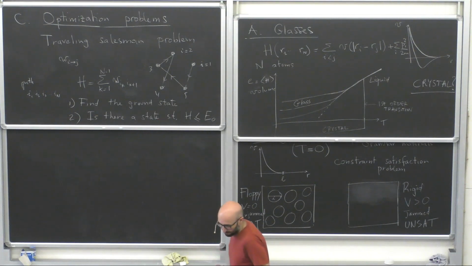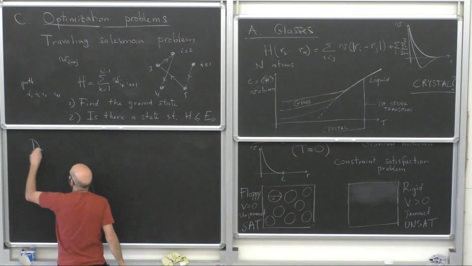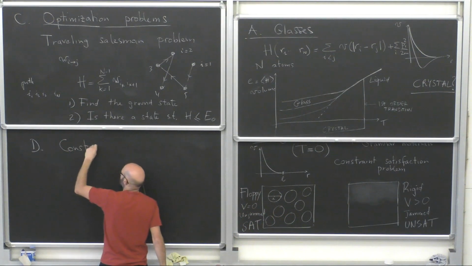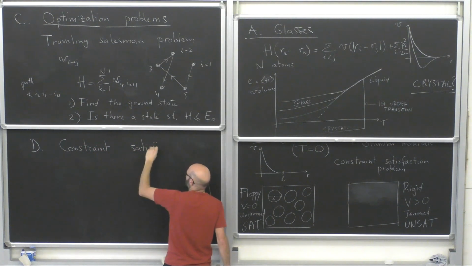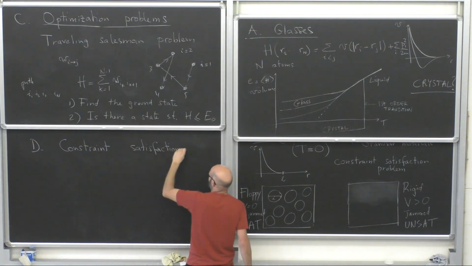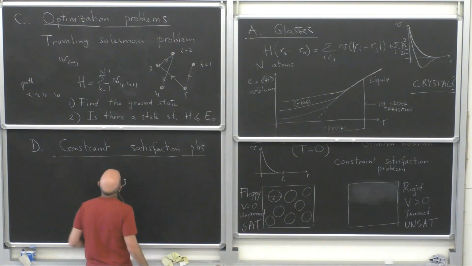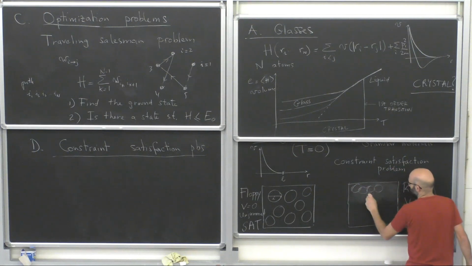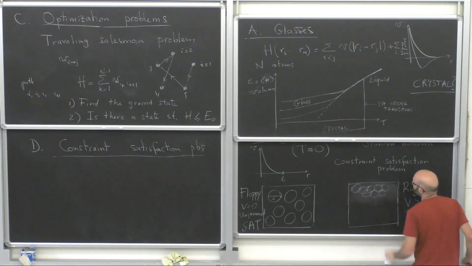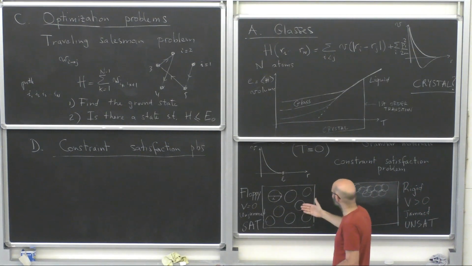Can I say one more thing before the break? So the last example I wanted to give you is that of constraint satisfaction problems. So what I just wanted to say is that you can generalize this kind of problem where you now have an energy function that has 0 energy states, and you want to know, can I find them?